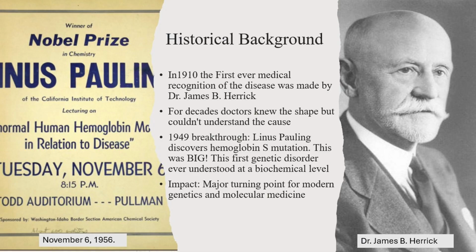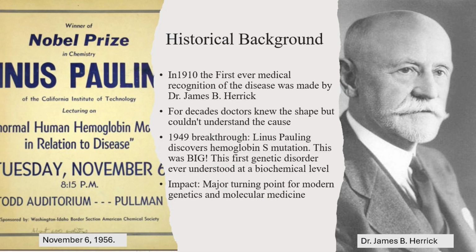But in 1949, Linus Pauling discovered that this disease was caused by a mutation in the hemoglobin molecule itself. He proved that this is a molecular disease, making it the first genetic disorder ever understood at a biochemical level. This discovery was a turning point in modern genetics. It was the first time scientists could trace a human disease directly to a change in the structure of a protein. Pauling's work opened the door for everything we know today about genetic disorders, molecular medicine, and even genetic therapies.